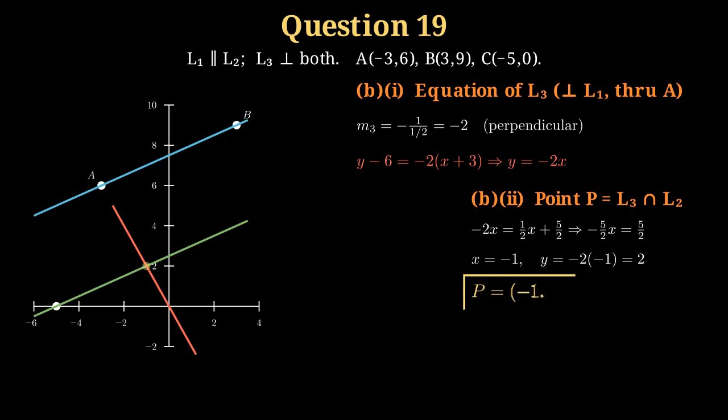Part B. 2. P is where L3 meets L2. Set them equal: -2x equals a half x plus 5 halves. So -5 halves x equals 5 halves, giving x equals -1. Then y is -2 times -1, which is 2. So P is (-1, 2).